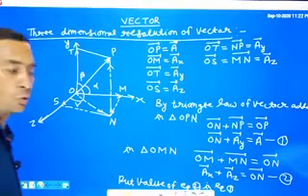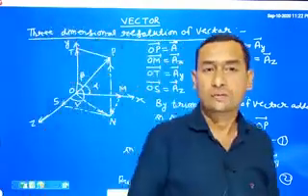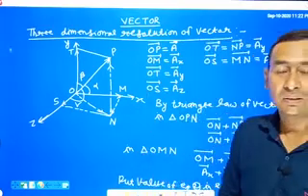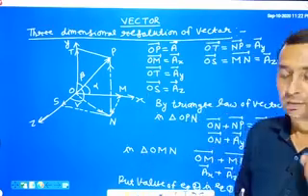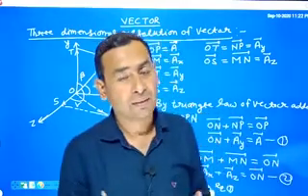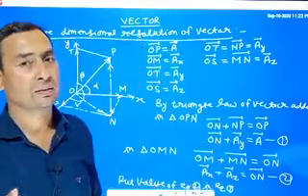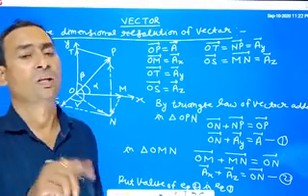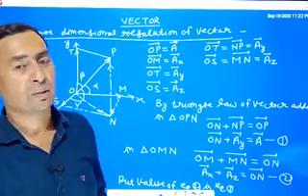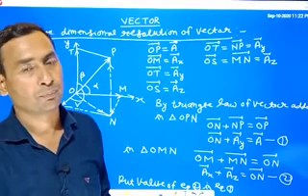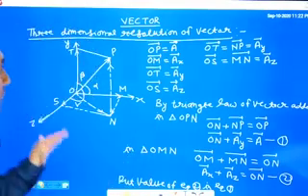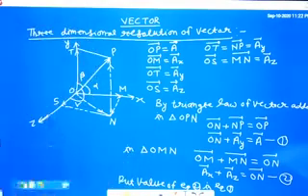Dear students, good morning. Today we read three-dimensional resolution of vectors. Earlier we have read two-dimensional resolution of vectors. A vector equals Ax vector plus Ay vector, or A vector equals Ax i cap plus Ay j cap. Okay. Today we take three-dimensional resolution of vectors.